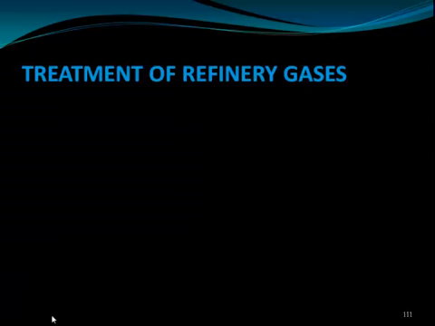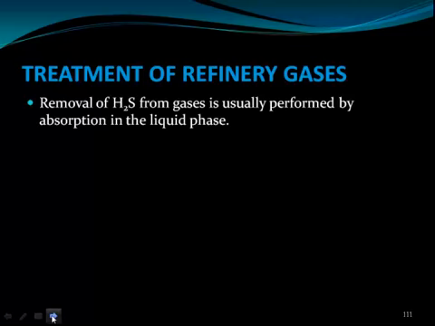And treatment of the refinery gases. As we have seen, many gases form in the refinery. These gases not only cause environmental problems, but also they are not useful in the reaction, and they are not part of the refinery products. So these gases need to be removed. Generally the major gas which forms is hydrogen sulfide.